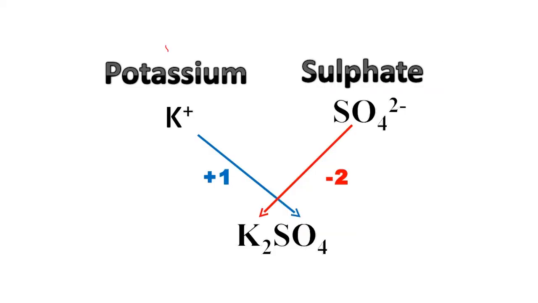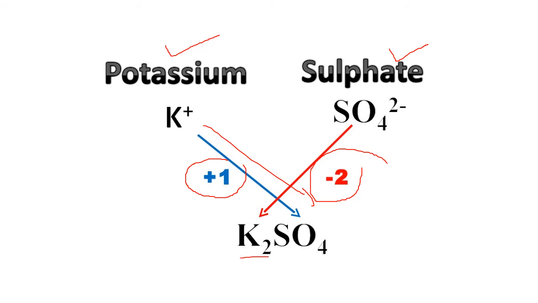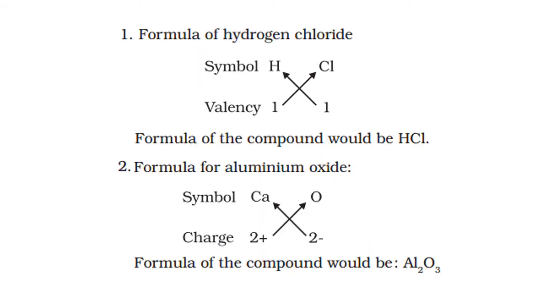Before writing the formula, here also potassium and sulfate. What is the valency of potassium? It is +1 and sulfate is -2. When you crisscross multiply, what will happen? K into -2 will become K2, and SO4 into +1 will become SO4. So the formula obtained is K2SO4. Here also hydrogen chloride, hydrogen on the left-hand side, chloride on the right-hand side, both have valency 1. So when you multiply, it will become HCl.